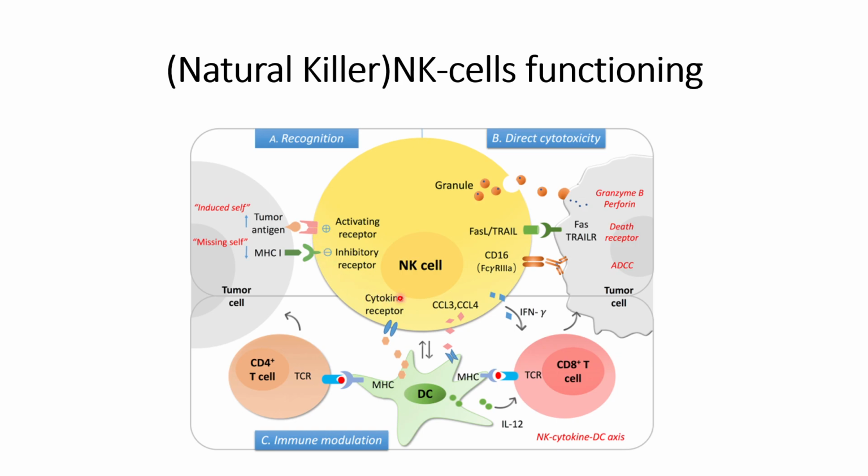So let us understand how these NK cells work and in which areas they can be improved. I have already discussed the recognition part, that it gets activated based on the ratio of induced cells to missing cells. Once activated, it can release granules such as granzyme B and perforin, which lead to tumor cell death.